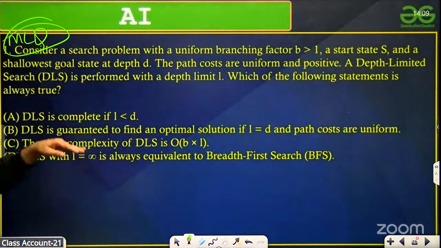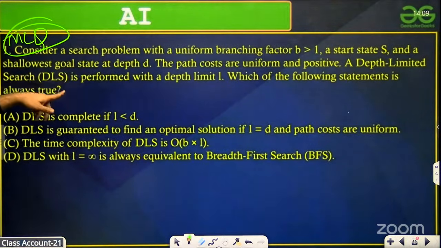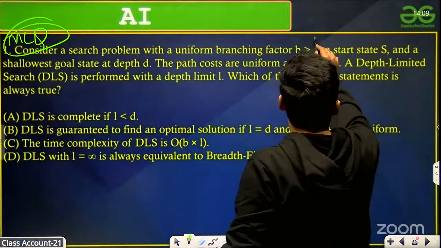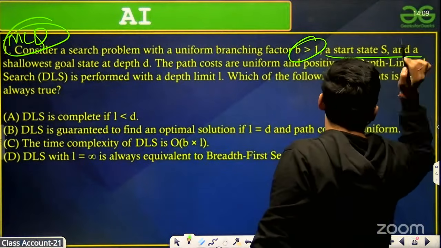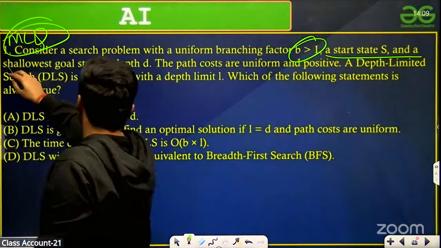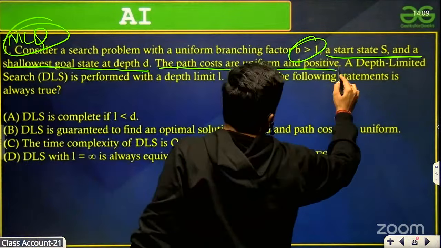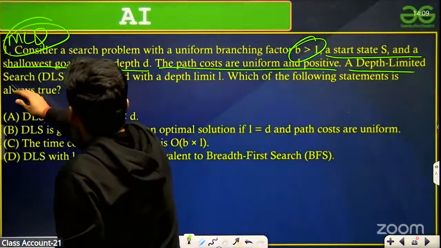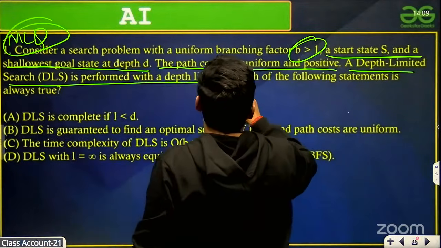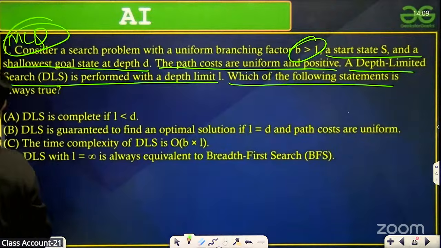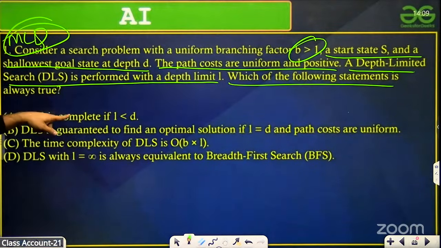Now in question number one, consider a search problem with a uniform branching factor B greater than one, a start state S, and a shallowest goal state at depth D. The path costs are uniform and positive. A DLS is performed with a depth limit L. Which of the following statements is always true? DLS is complete if L is greater than D. Wrong, this is wrong.